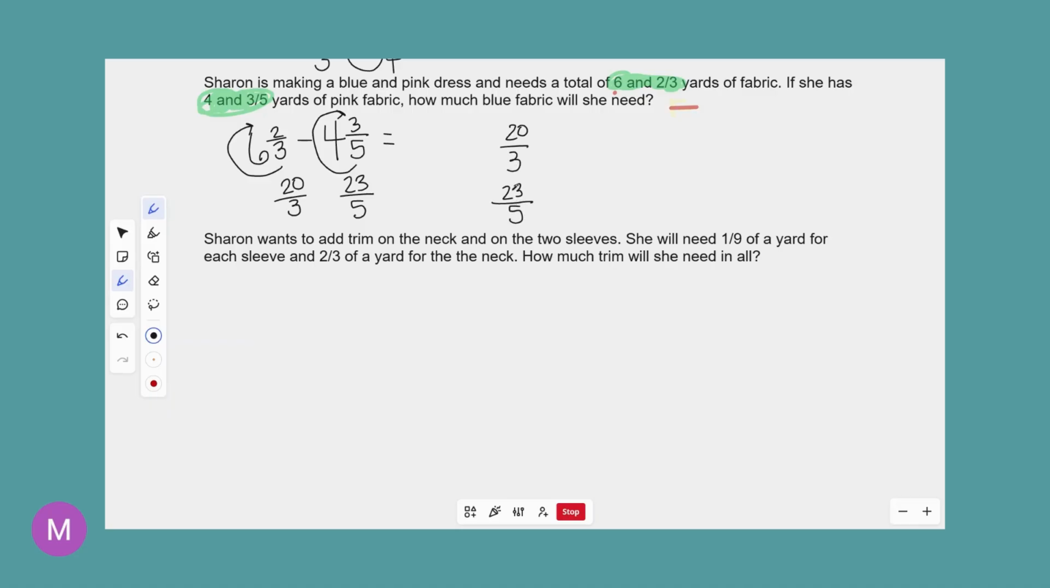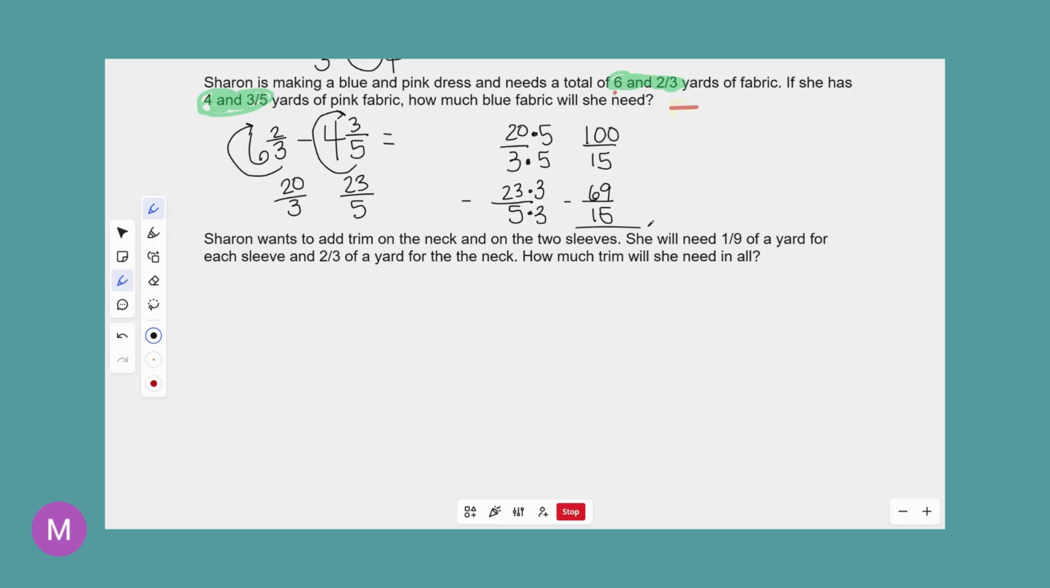because we see that we do not have like fractions. So we are going to need to make like fractions first. So I'm going to multiply by 5. What I do to the bottom, I do to the top. And down here, I'm going to multiply by 3. And we're going to see that we're going to have 15ths for both. Now they are like fractions. So 23 times 3 is 69. And 20 times 5 is 100.